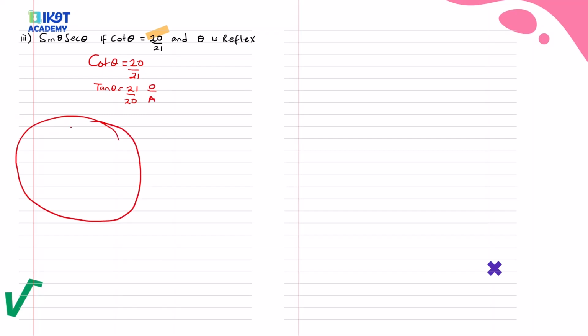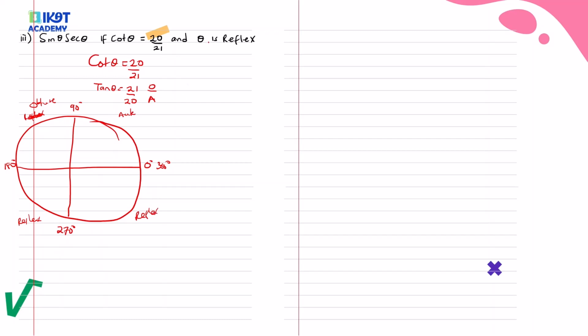Then I draw our quadrants. We have this: 0, 90, 180, 270. Never forget to work with units. So here we have, this is acute, this is obtuse, this is reflex, this is reflex, because we explained what I mean by this. Okay, I've said theta is reflex.